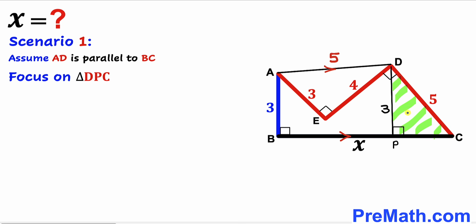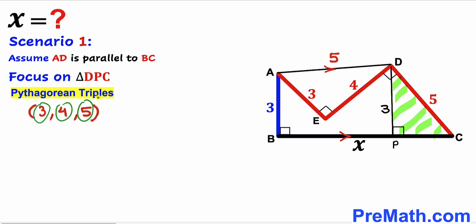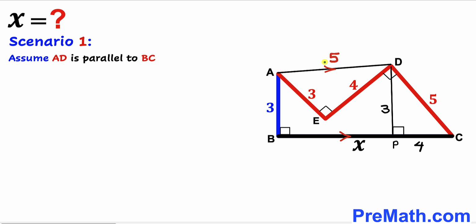Now we are going to focus on this right triangle DPC. Let's recall the Pythagorean triplets once again, 3, 4, 5. Here we got these numbers 3 and 5, so side PC length has got to be 4 units. Since we assume that AD is parallel to BC, and DP is the perpendicular, then segment BP has got to be equal to side AD. If this is 5, then BP length has got to be 5.